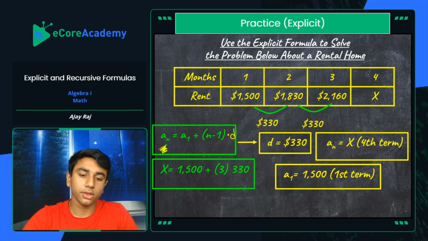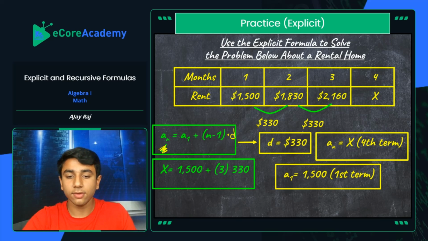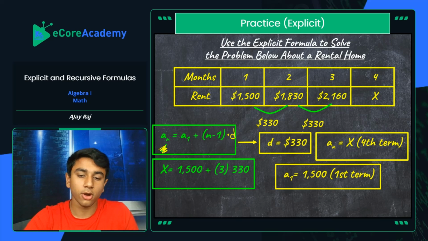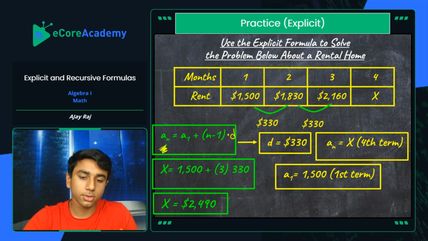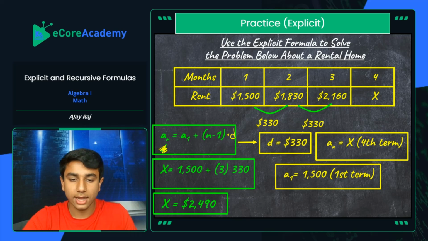So now let's start to plug in those values. We plug in x for a of n, we plug in 1,500 for a of 1, then we're going to take that term number of x that we're looking for, so we know that n is equal to 4. A of n, we're looking for the fourth term, so we're going to subtract 1 from 4, then we get 3, and then of course we're going to multiply that by 330, our common difference. Then of course we're going to finish it off by multiplying 3 and 330, that's 990, we're going to add that to 1,500, and you're going to get 2,490. So that's your final answer there.